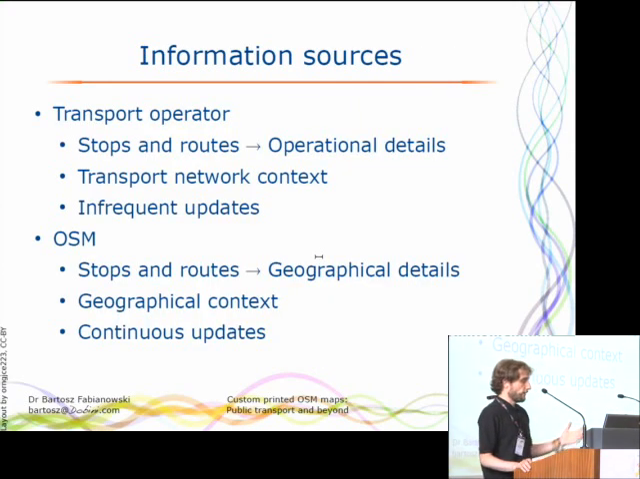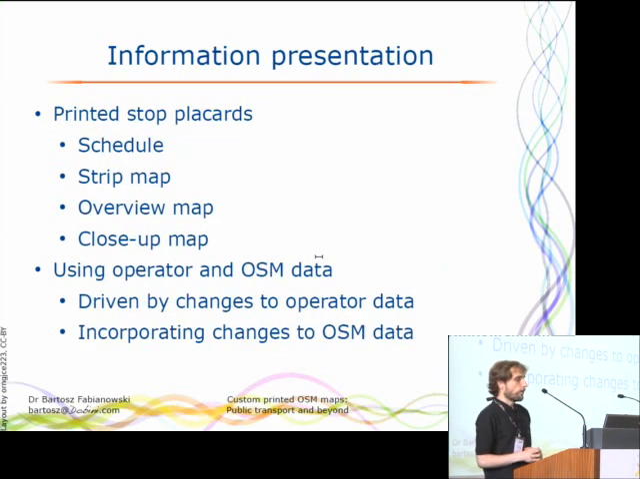So yeah, I was talking about this. The transport operator has information about their stops and about their routes. They have operational details such as schedules, and they have a whole transport network, and they have this information. In OSM, we also have public transport stops and routes. We can tag them, and we'll have geographical details, and we'll have a geographical context, so a map and the routes in this map. Now, the data that the public transport operator has is updated infrequently whenever they change a schedule or route, whereas OSM obviously is continuously updated. So we have those 2 data sources. We'll have to try and combine them and to present this nicely.